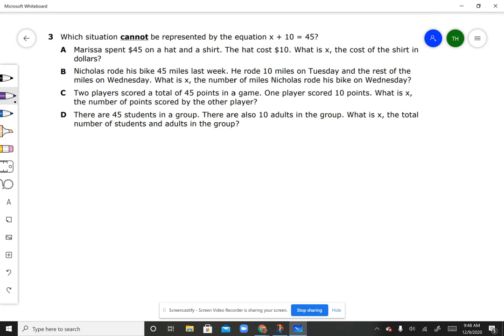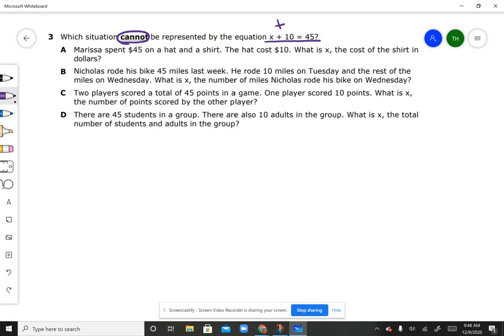Which situation cannot be represented by the equation x plus 10 equals 45? So right off the bat, I notice it says cannot be represented by the equation x plus 10 equals 45. Okay, so I notice that this is an addition problem. So I'm going to use my reading comprehension skills from ELAR class, and I'm going to read each scenario to figure out which one cannot be represented.